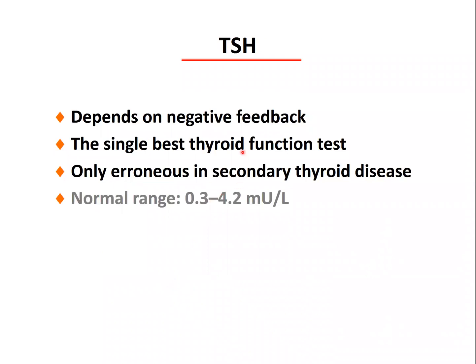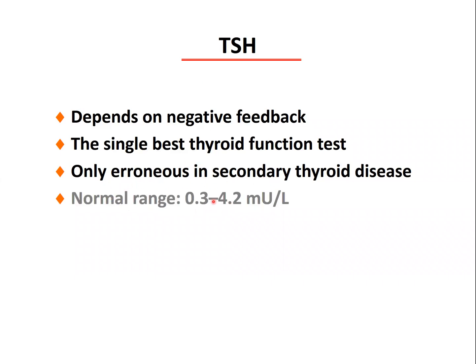Now the TSH level depends on the negative feedback action. This is the single best thyroid function test. If we could measure only one hormone, the TSH should be chosen because that's reflecting any kind of changes of the thyroid gland. So in primary diseases, the TSH varies very highly depending on the free T4 level. Only in secondary thyroid diseases can it decrease together with the thyroid function.